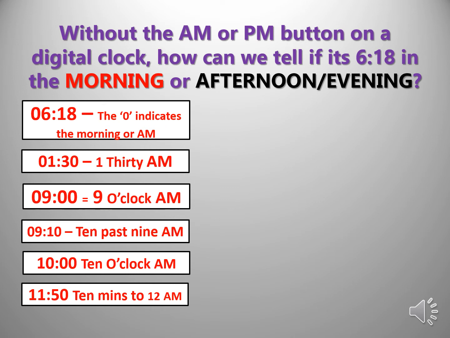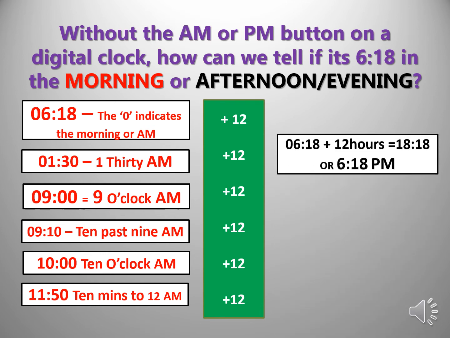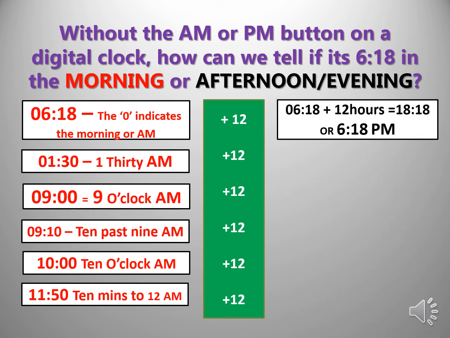How can we tell the difference between 10 and 11 in the evening? Well, we'll see the comparison. One rule to convert from a morning time to an afternoon evening time is to add 12 hours. So can anyone tell me what 6 add 12 is, or 12 add 6? Oh, that's 18. So 0618 plus 12 hours equals 1818, or 6:18 p.m.